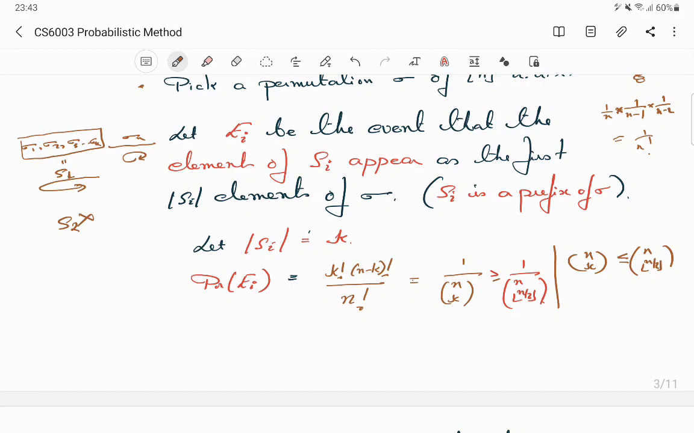Or equivalently, I'm saying that if some Si occurs as a prefix, then a different Sj will not occur as a prefix. Why? Because maybe the next prefix is either larger or smaller. Let's say it is smaller.